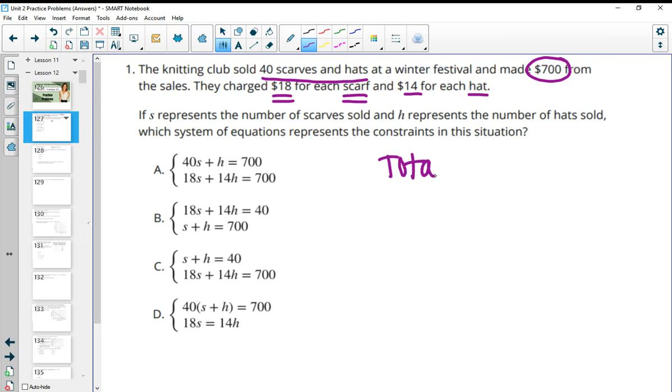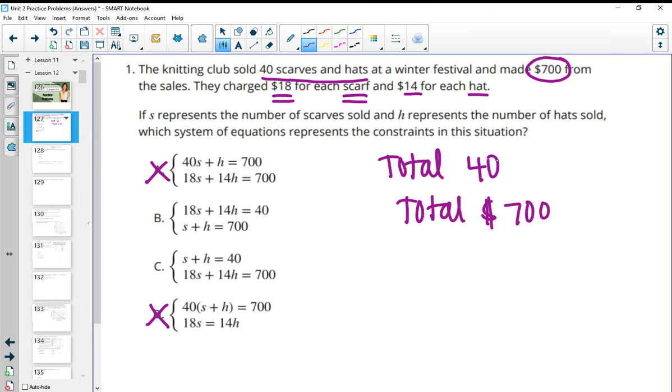total number of items is 40 and the total money is 700. So those are the two numbers that I'm looking for these equations to equal. In A, that would not work because there are two 700s, where B has one equal to 40 and one equal to 700. C also has one equal to 40 and one equal to 700. And D only has 700.